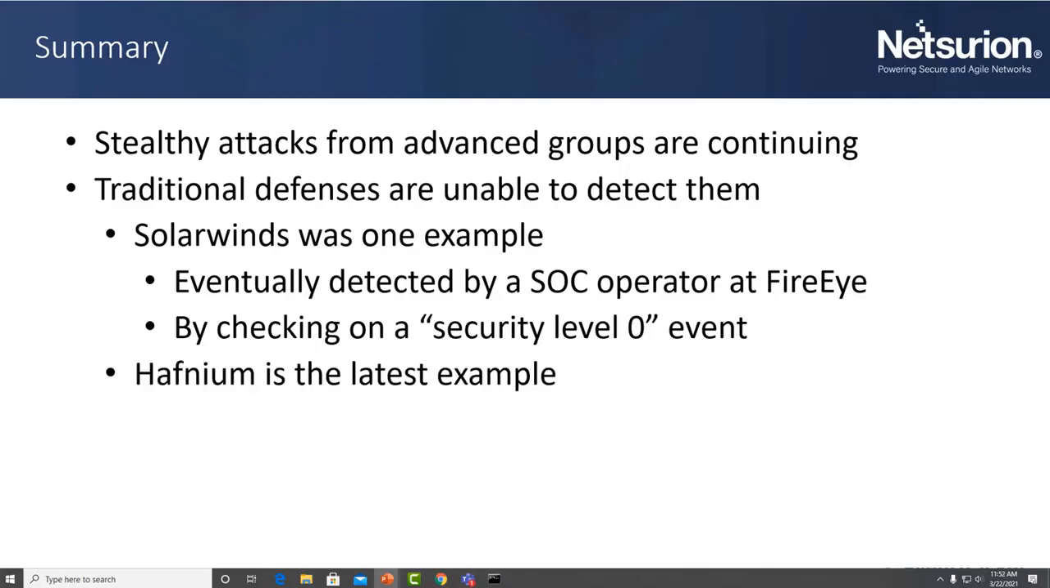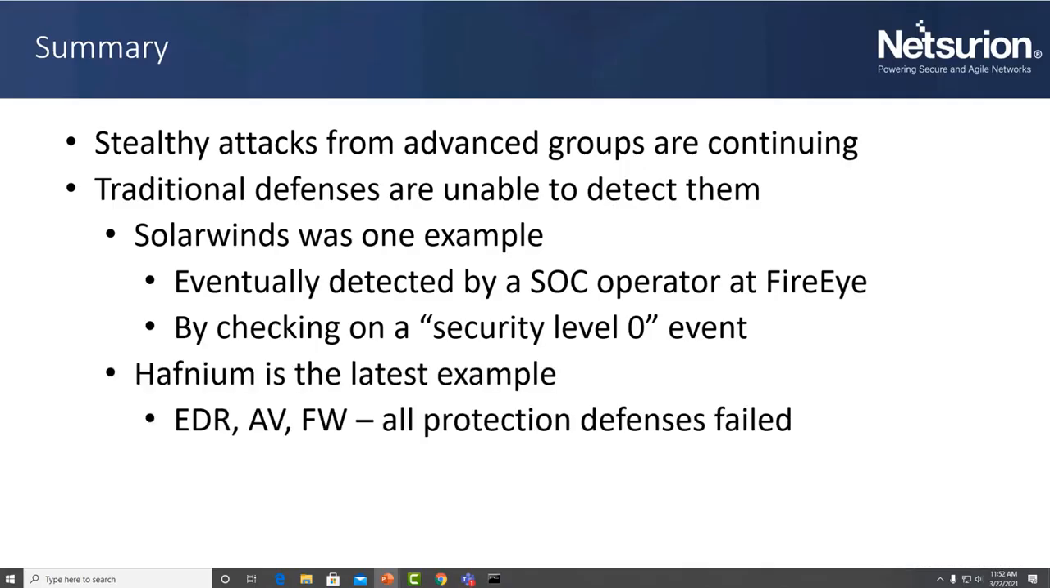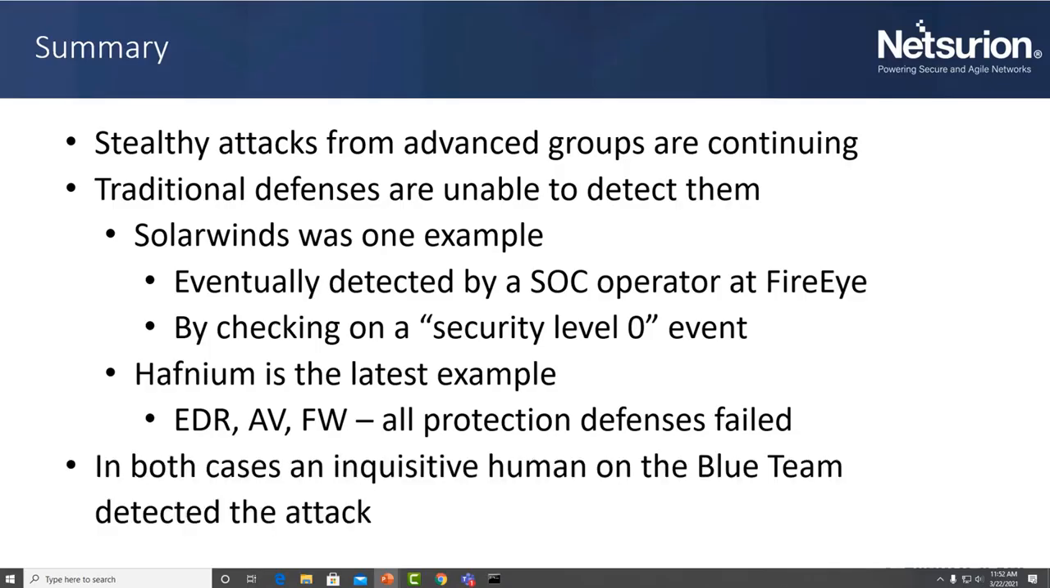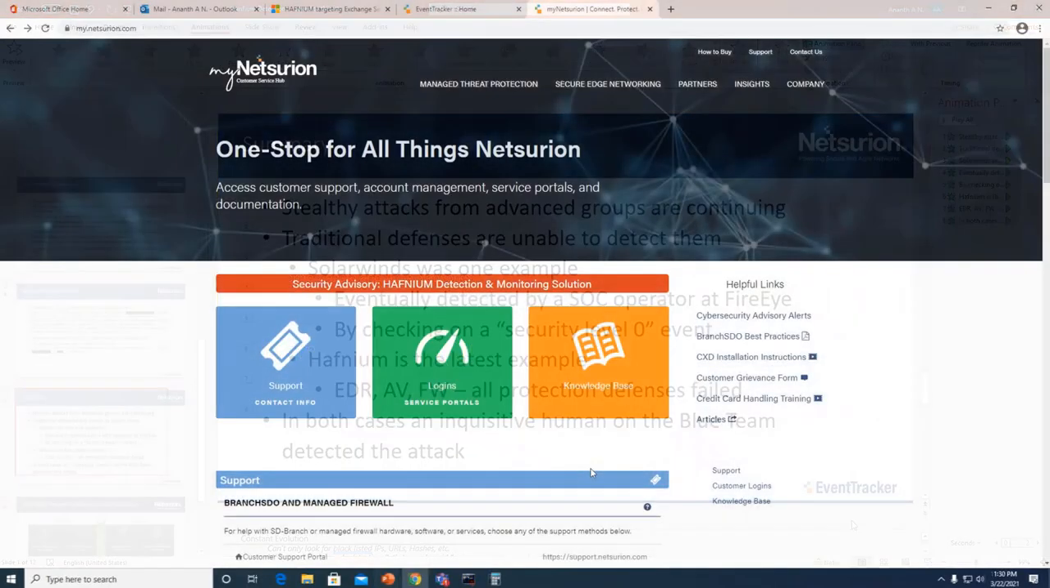Hafnium is the latest example of this, where automated defenses or perfect protection is not practical. No antivirus, no EDR, no protection was able to do the job. It underlines once again that perfect protection is not practical, and so monitoring is also necessary. An inquisitive human on the blue team is what you need. That happens to be exactly what EventTracker provides. So let's take a look at how this happens from an EventTracker perspective.